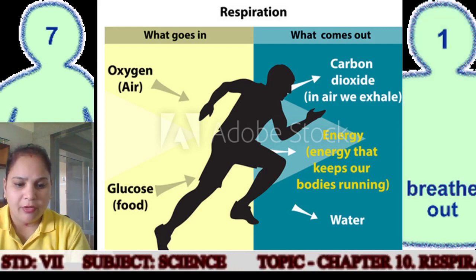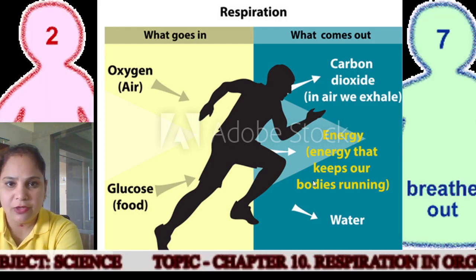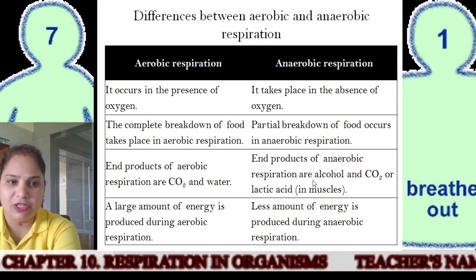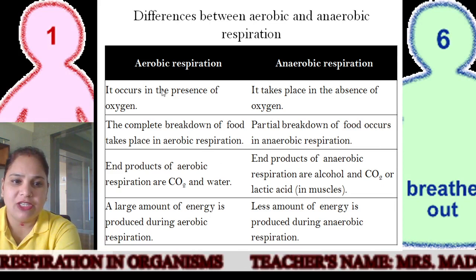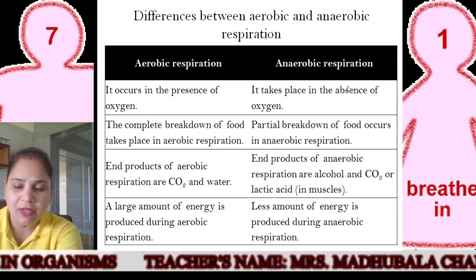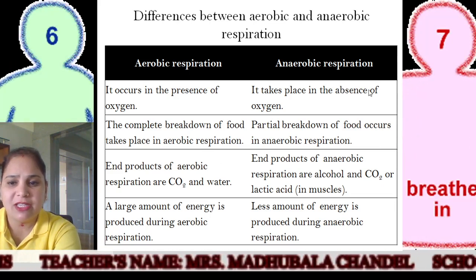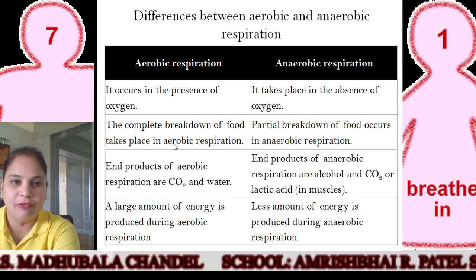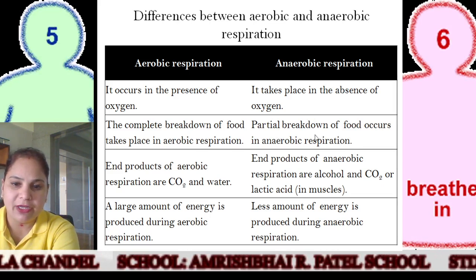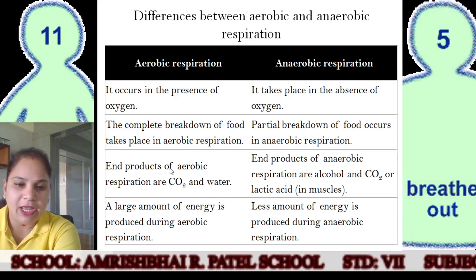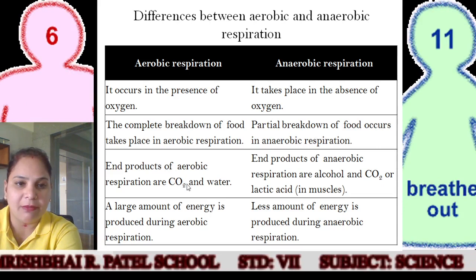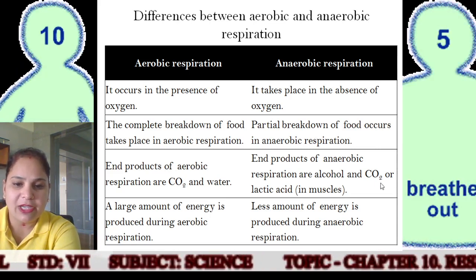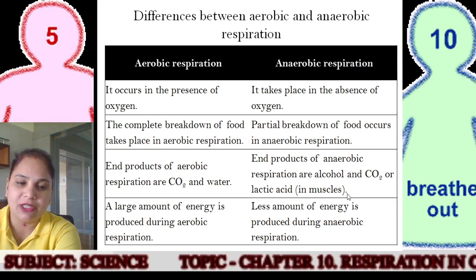So, I hope everything was understood in aerobic respiration. Let's see the difference between aerobic and anaerobic respiration. Aerobic respiration occurs in the presence of oxygen, and anaerobic respiration takes place in the absence of oxygen. In aerobic respiration, complete breakdown of the food takes place. Here the partial breakdown of the food takes place. The end products of aerobic respiration are carbon dioxide and water. Here the end products are alcohol, carbon dioxide and or lactic acid, which is produced in the muscle.